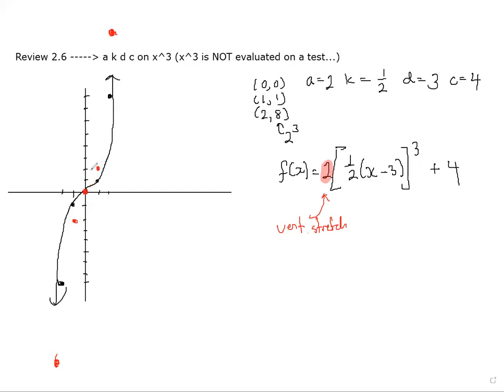Thicker line. Oh my gosh. All right. Sounds like a plan.